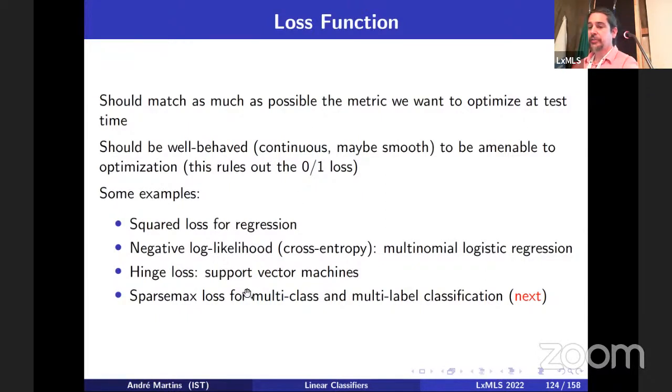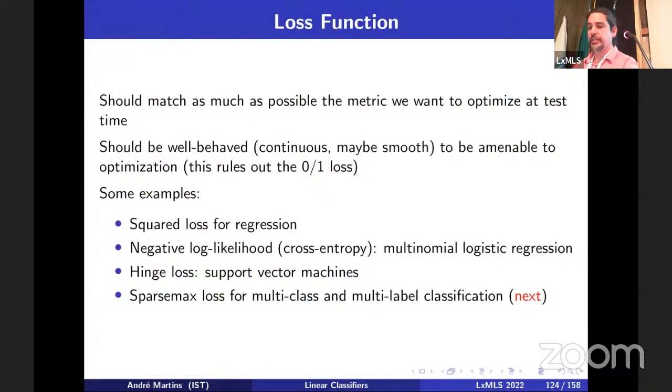Some examples of loss functions that we saw today include the squared loss for regression. We talked about negative log likelihoods or cross entropy, which is the loss function that underlies multinomial logistic regression. There is the hinge loss, which is associated with support vector machines and corresponds to this idea of margin. And there is also another one called sparsemax loss, which I don't have time to describe, but I will try to convey the main idea.